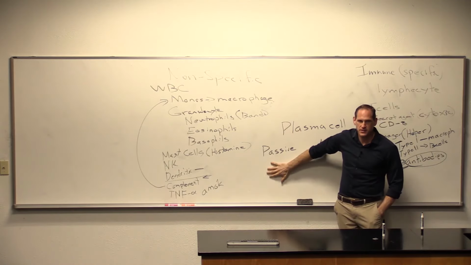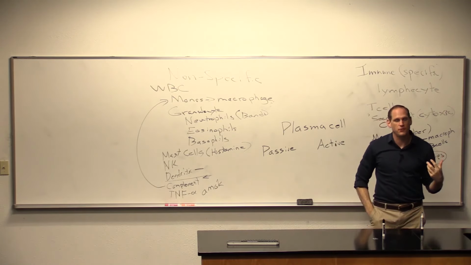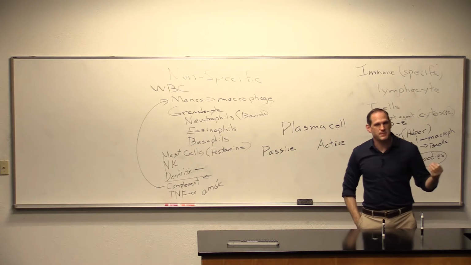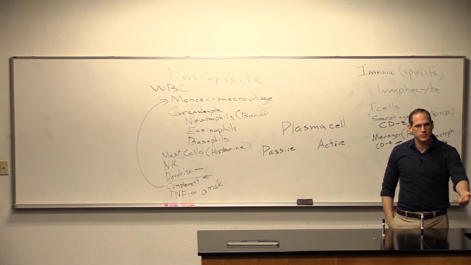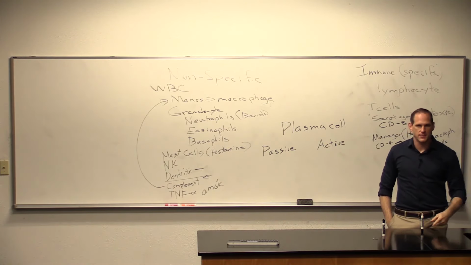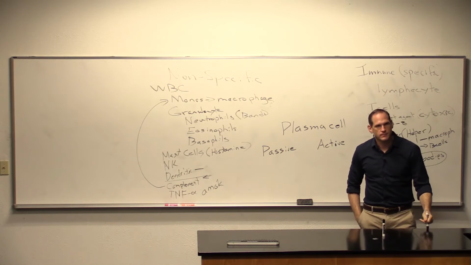Passive, on the other hand, is where you're receiving preformed antibodies. Someone else made the antibodies, and now we're giving them to you. How long do those antibodies last? A couple weeks, tops 6 weeks.